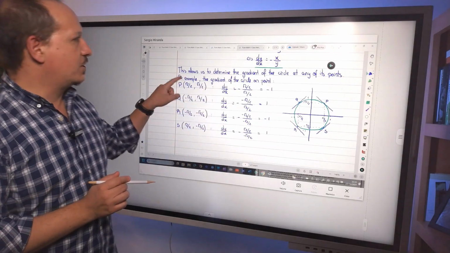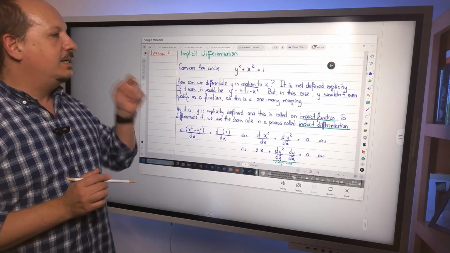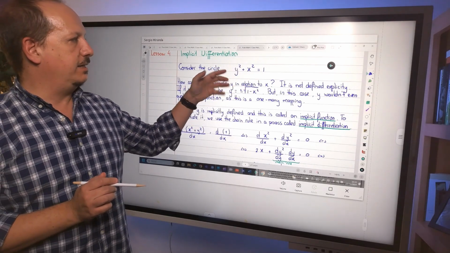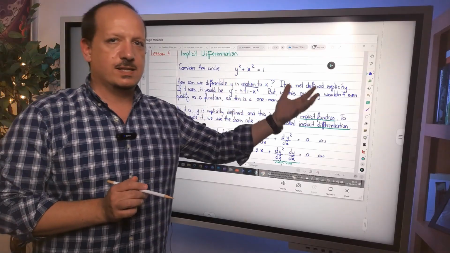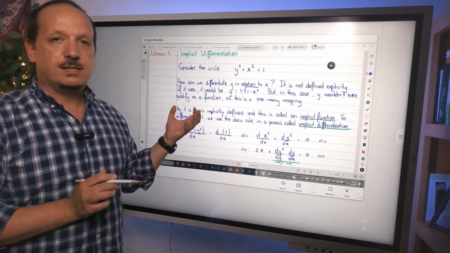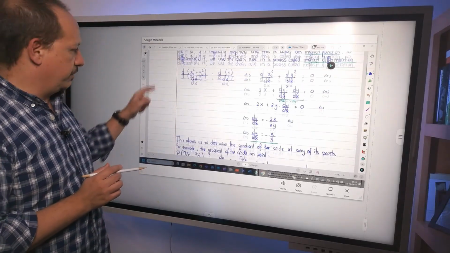Okay? This is called implicit differentiation, and the functions that are not defined in a traditional way, y equals something in terms of x, these are called implicit functions. Let's see other examples.